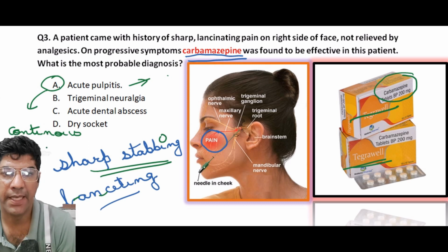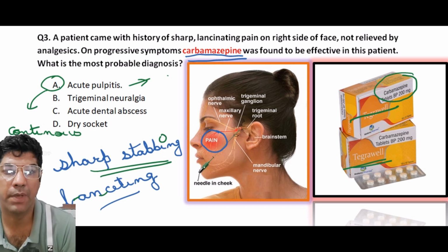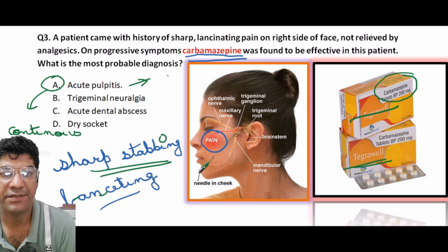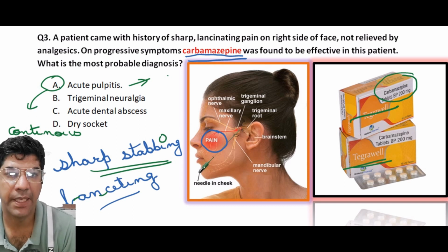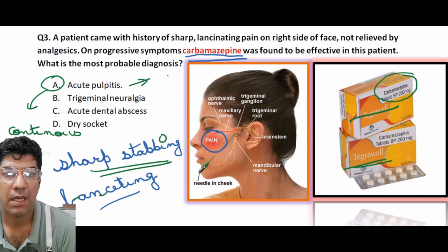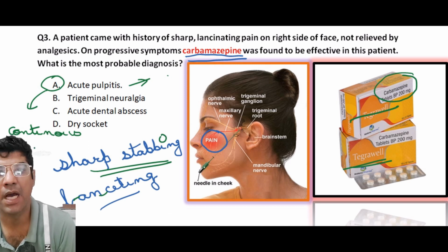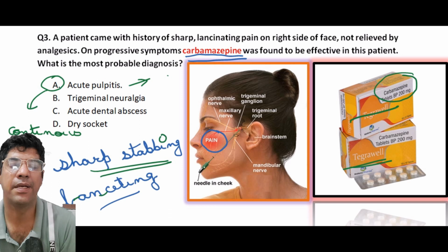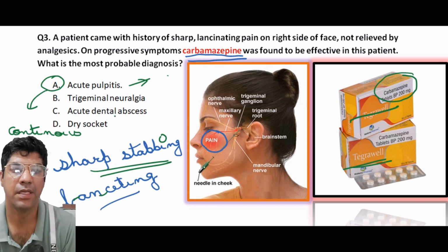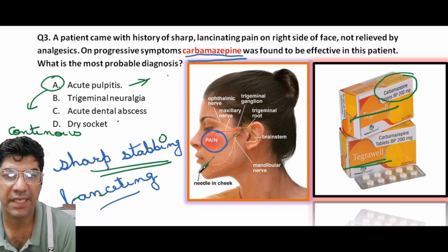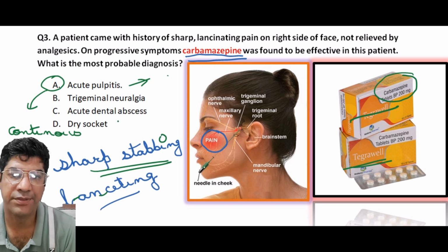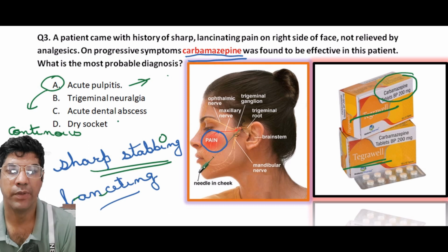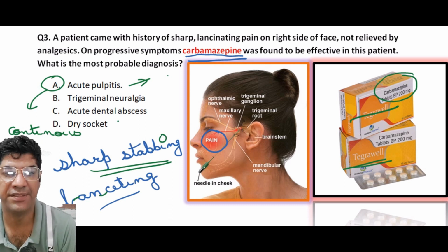So the pain in acute pulpitis is continuous and it is not a sharp lancinating pain. Additionally, carbamazepine is not the typical treatment for acute pulpitis. The acute dental abscess is a localized collection of pus within the tooth or in the surrounding tissue. The pain from an abscess is not a sharp lancinating pain.